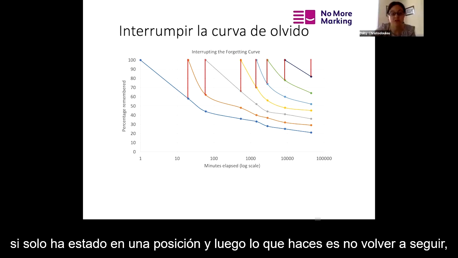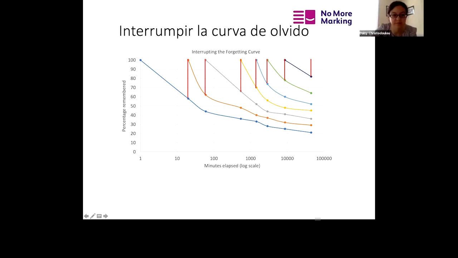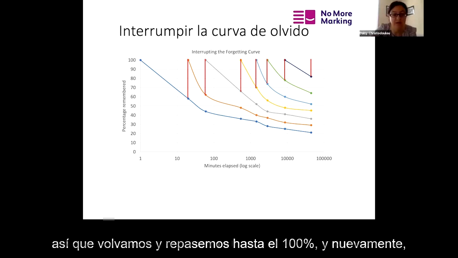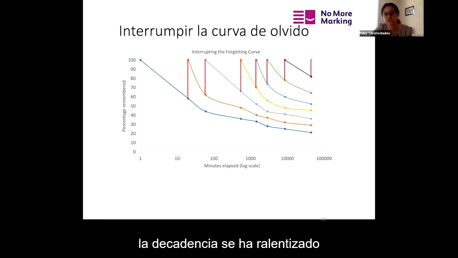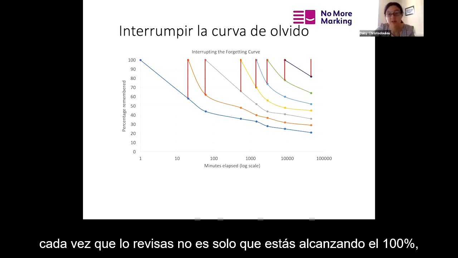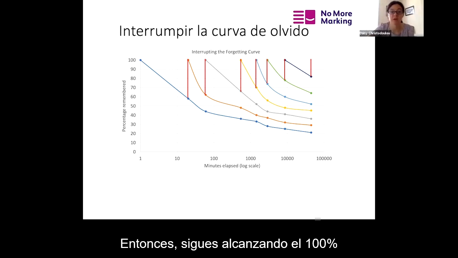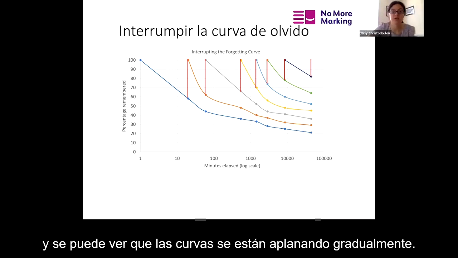And then what you do is you follow up again. Let's do another repetition. Let's do our review the next time. It was an hour. So let's come back and review, top up to 100%. And again, you've just slightly slowed down the decay again. And then let's come back after 9 hours, let's come back after 24. And every time you're reviewing it, it's not just that you're topping it up to 100%, it's that you're slowing down the subsequent decay.